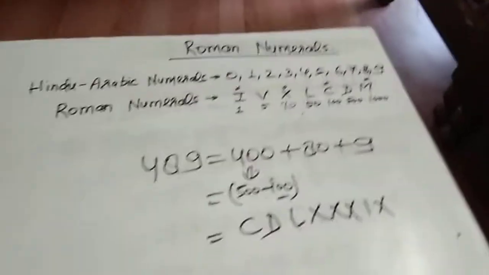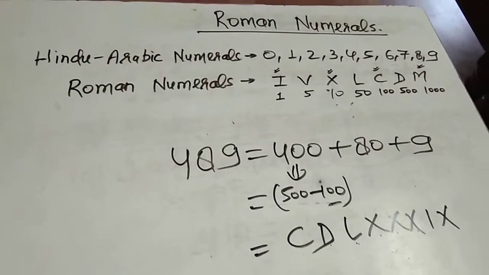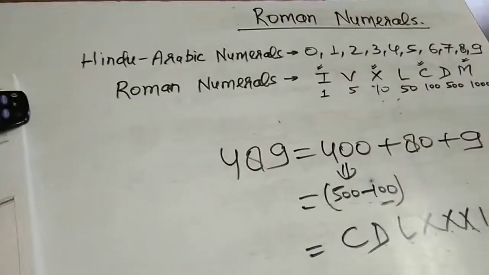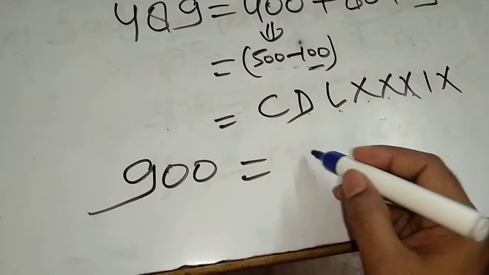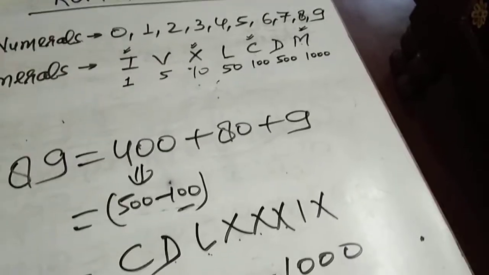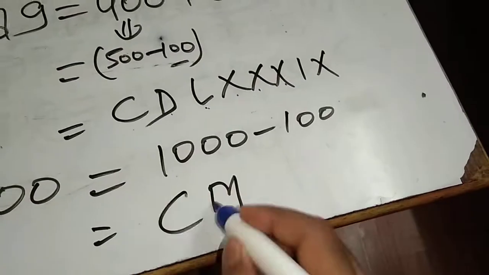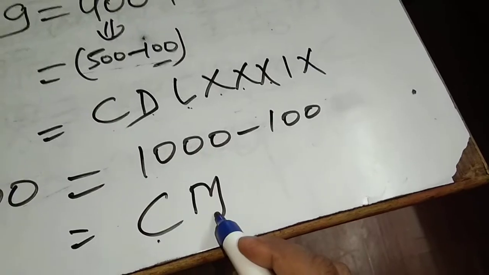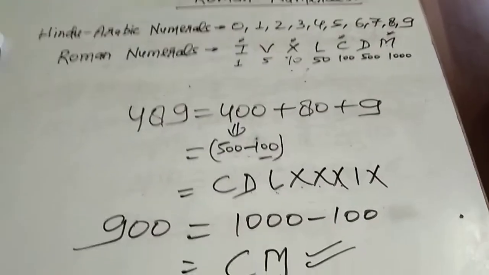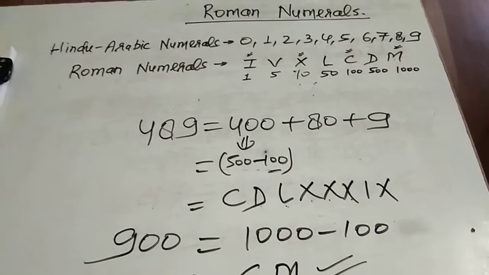In this way we can write the Roman numeral for any given number. Suppose we have to write 900. How can we write it? 1000 minus 100. The symbol of 1000 is M, and there is subtraction, so we write 1000 minus 100 as CM. C is 100, M is 1000. So I hope you can all solve the next exercise which I am going to give you. I hope you enjoyed the topic. All the best. Thank you.